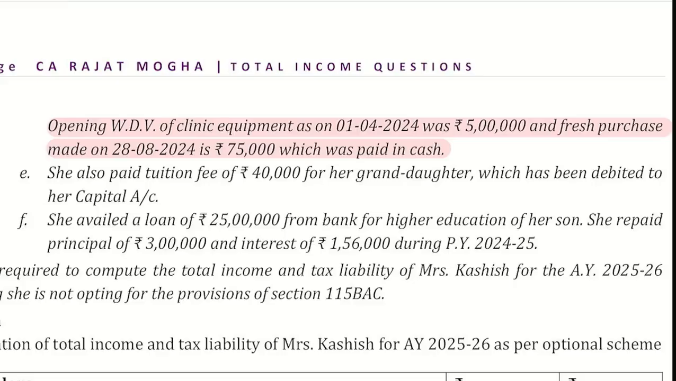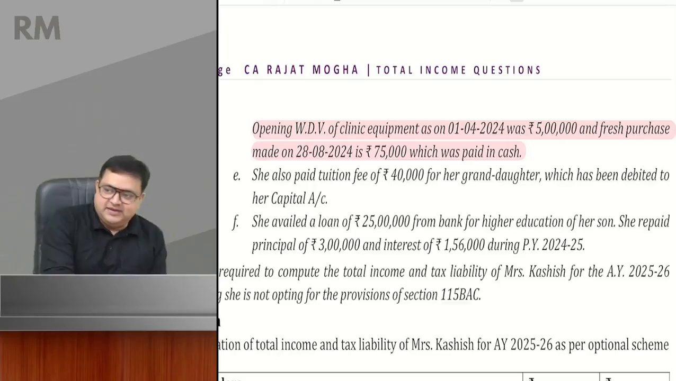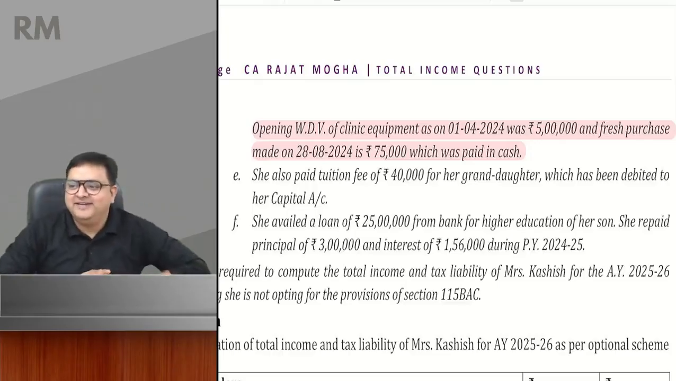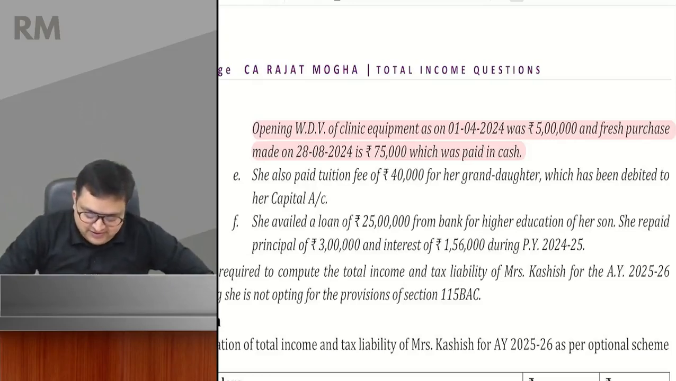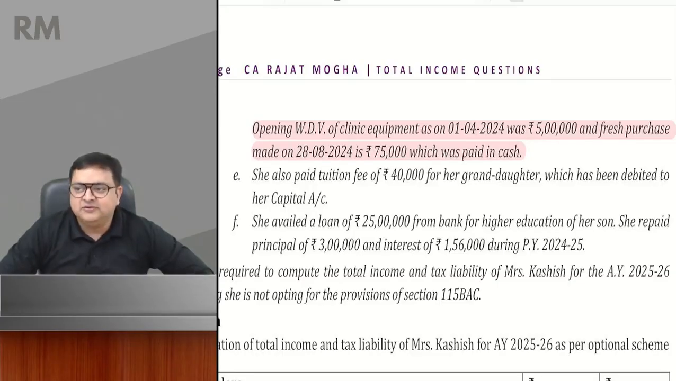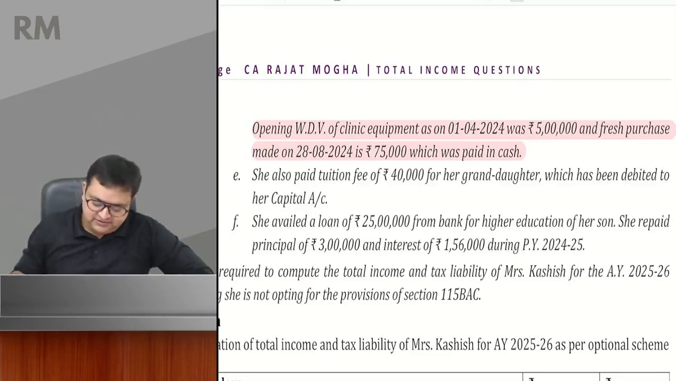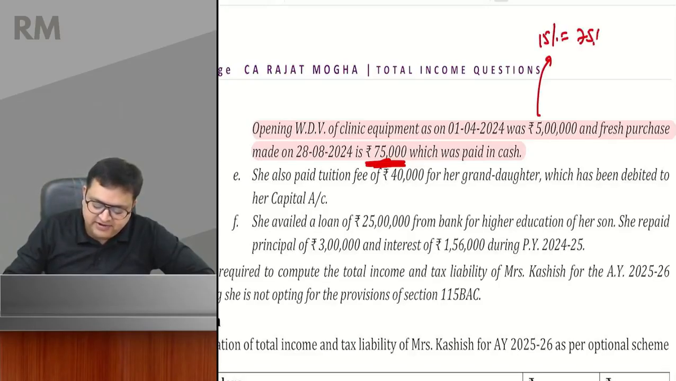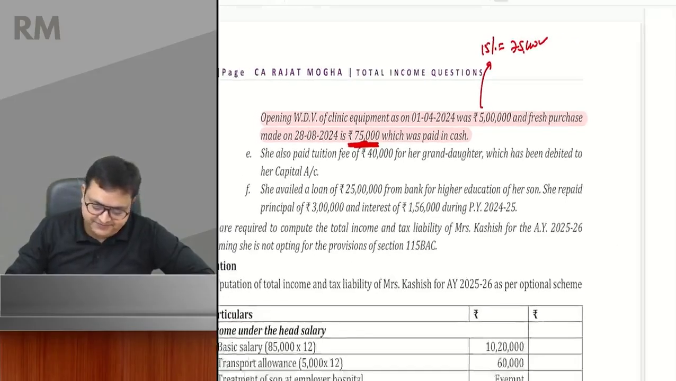Very good, Aditya. See, any amount which is paid in cash more than 10,000 is not allowed. We already did this. So 75,000 we will not take. This 75,000, which is paid in cash, we will not take. It's a capital expenditure. We'll take only 5 lakh, and 5 lakh at 15% would be 75,000. That's it. Very nice. Correct.